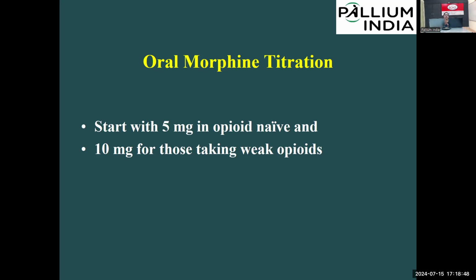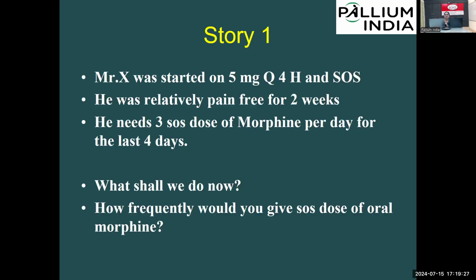And suppose we don't have an IV preparation or an ampule with us, and we only have oral morphine with us. Then, if it is a patient who is new to opioid, we'll start with 5 milligram of oral morphine every 4 hourly, 10 milligram at night, and 5 milligram as SOS dose. And if the patient is on weak opioids like tramadol or tapentadol, we start the patient with 10 milligram of oral morphine every 4 hourly and 20 milligram at night, and 10 milligram as SOS dose. So that is oral morphine titration.